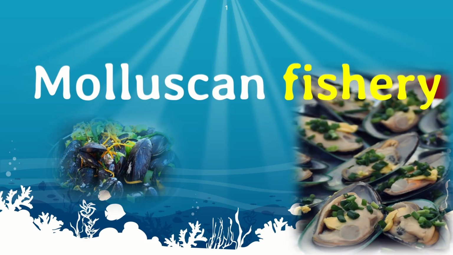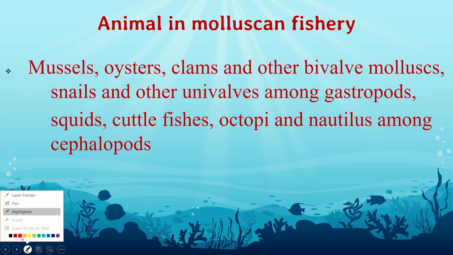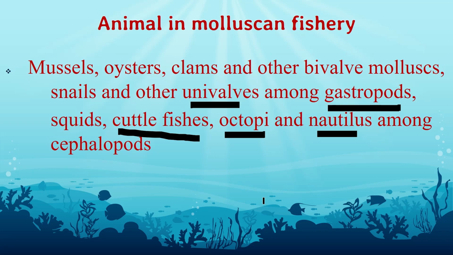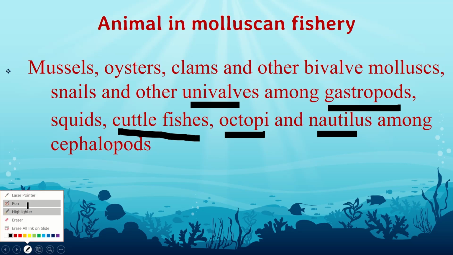So here we are going to discuss the molluscan fishery. There is a long list of molluscs available in the shallow coastal water of the seas, estuaries and brackish water areas of the Indian Peninsula. Among them, mussels, scallops, oysters, clams and other bivalve molluscs, snails and other univalves among gastropods, and squids, cuttlefishes, octopi and Nautilus among cephalopods carry economic importance as they have been used as food by men from ancient times.